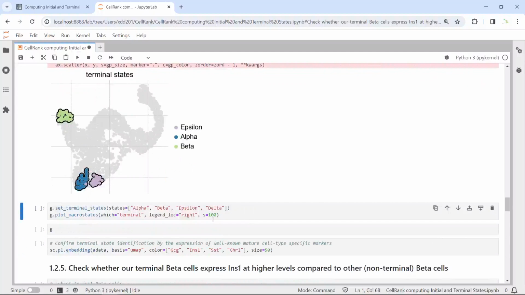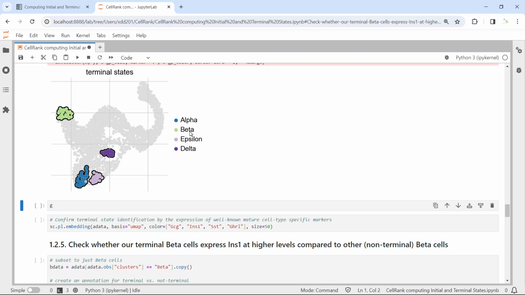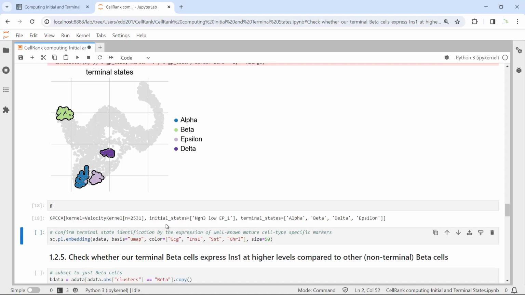So we need to set the terminal states as alpha, beta, epsilon, and delta cells. Then we run the terminal states again. You can see now we have the terminal states for alpha, beta, epsilon, and delta cells. If we have a look at the estimator now, you can see we have the initial state as NGN3 low expression progenitor subpopulation 1. Then the terminal states have alpha, beta, delta, and epsilon cell clusters.